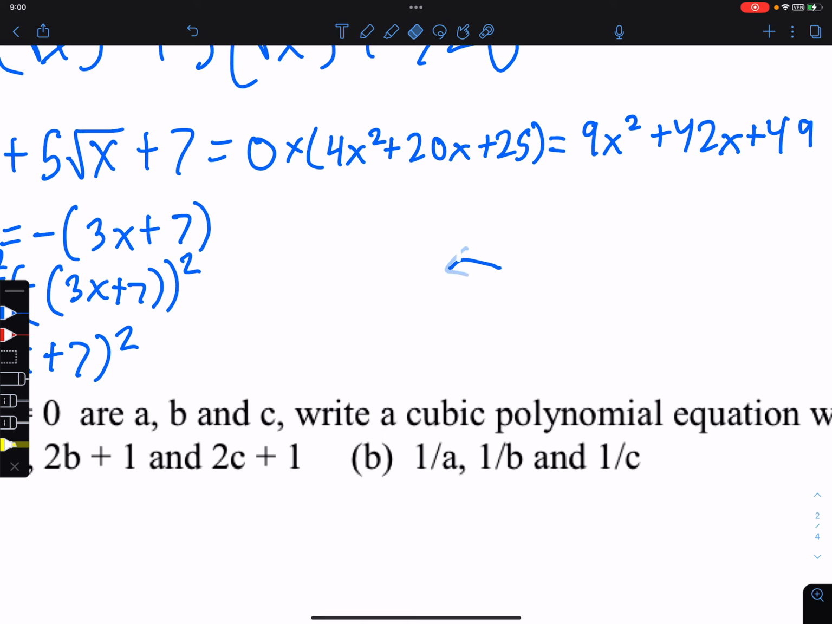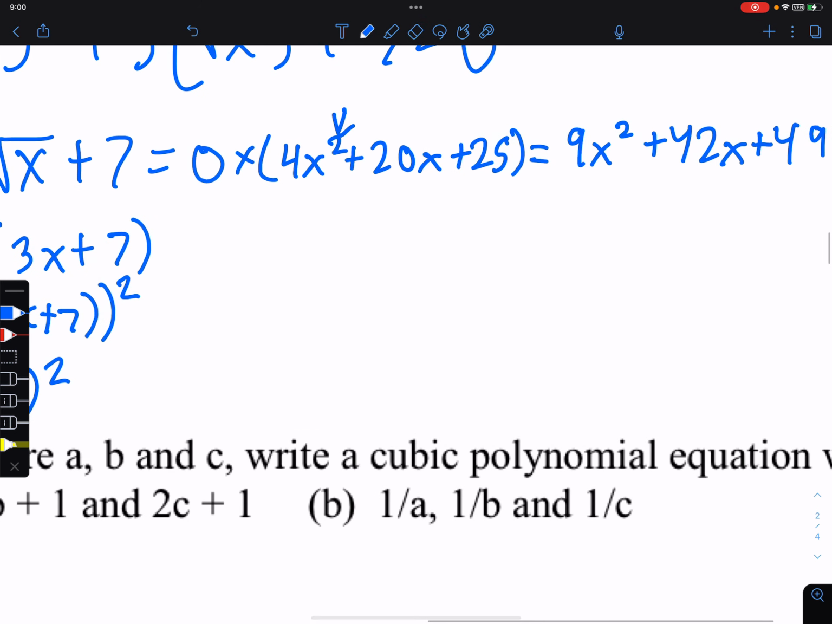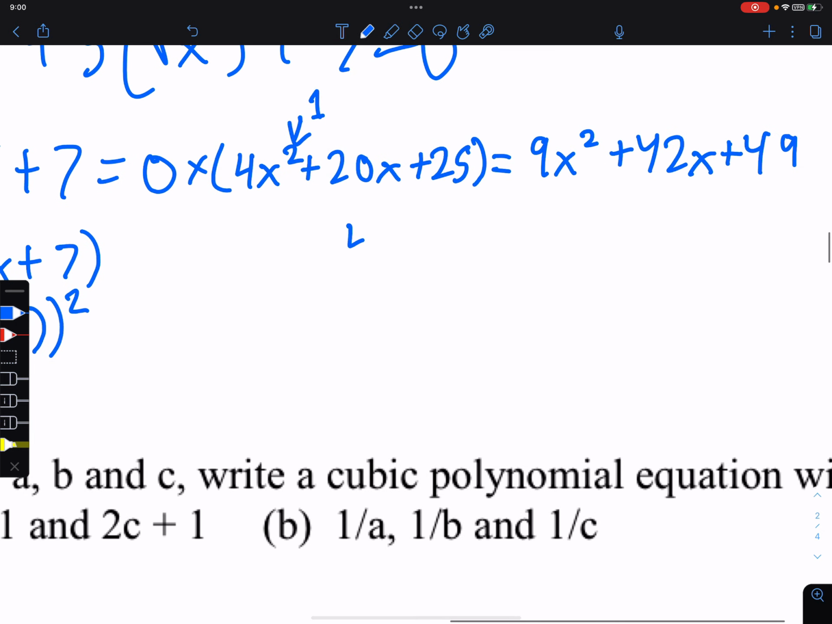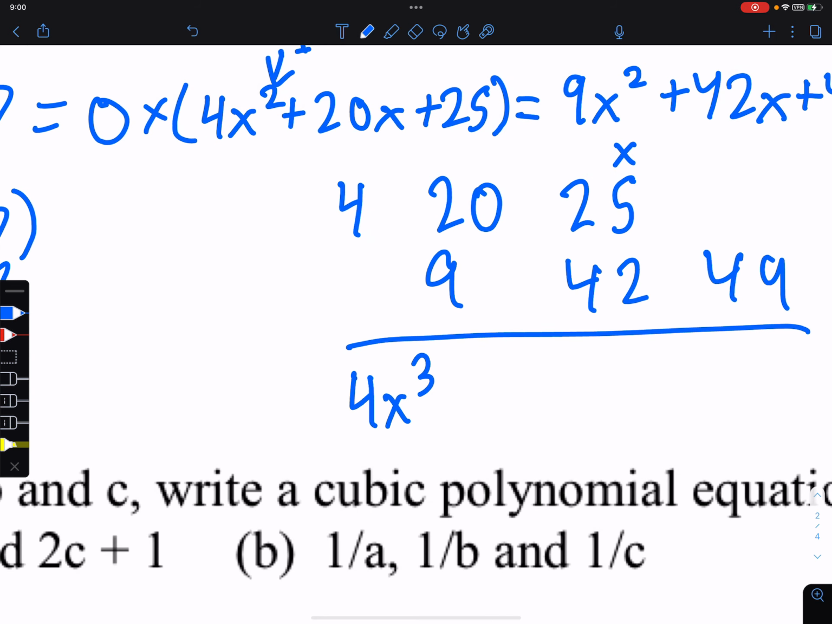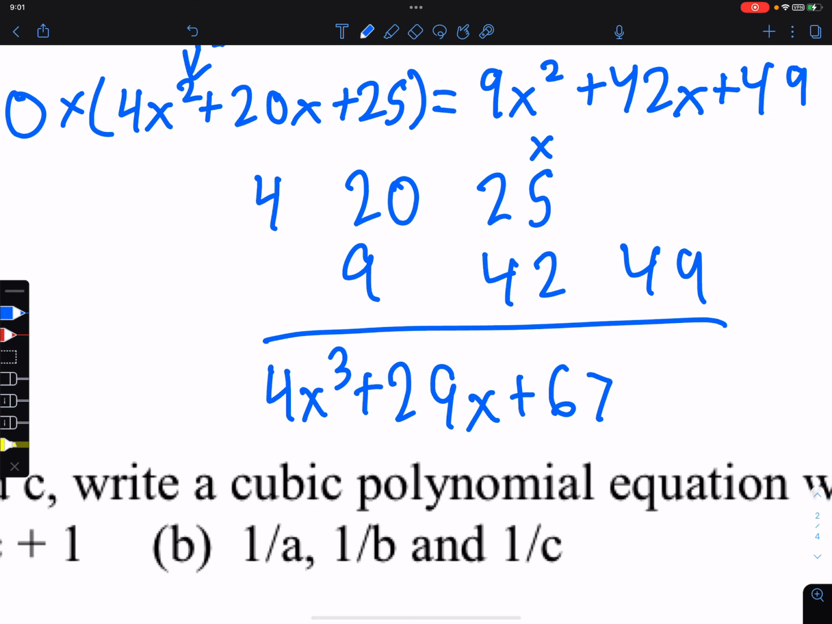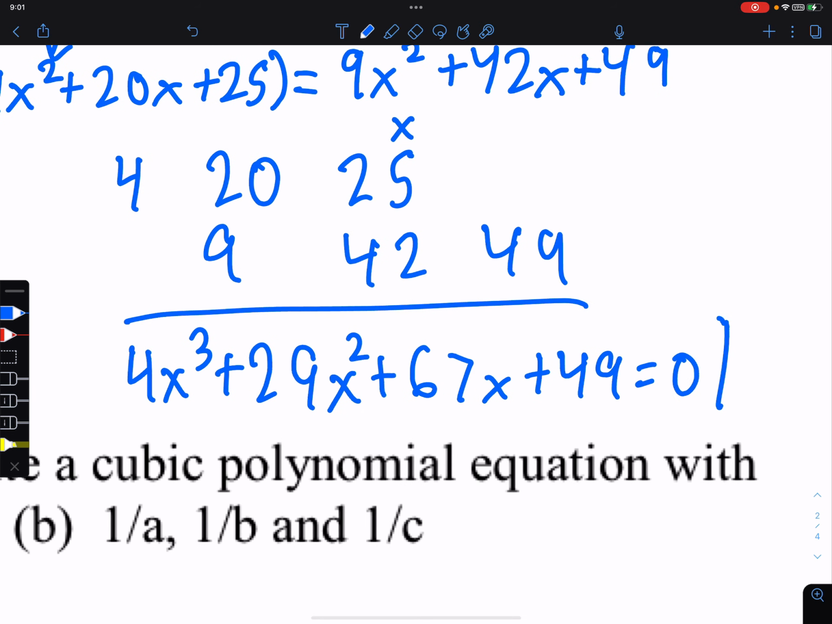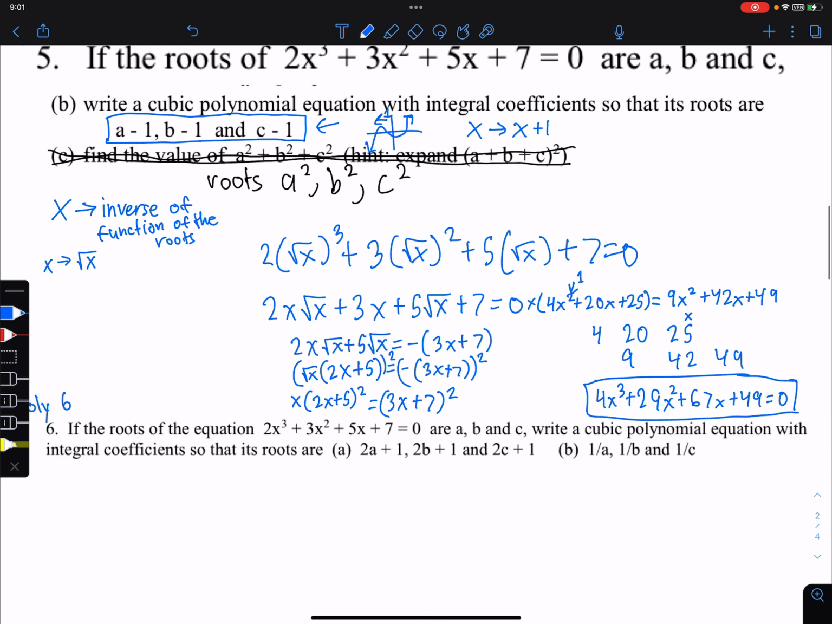So in the x cubed, this is all going to be 1 degree higher. So this will be 4, 20, 25, right? But this will be the x. So this is 9, 42, 49. Okay. And so we should get 4x cubed plus 29x plus 67x plus 49, and that's equal to 0. And that's our answer. So yes, quite complicated, but yes, you do have to get it into radical form.